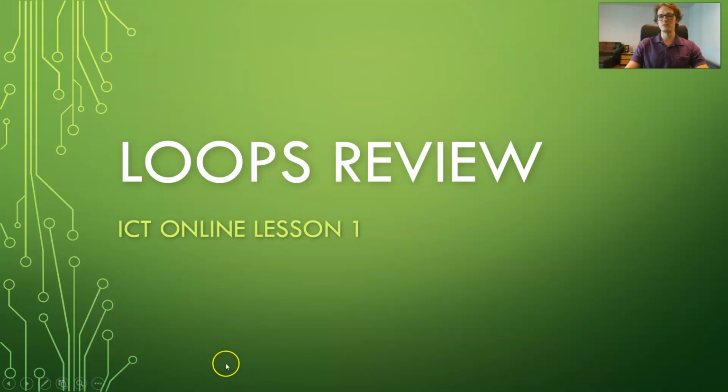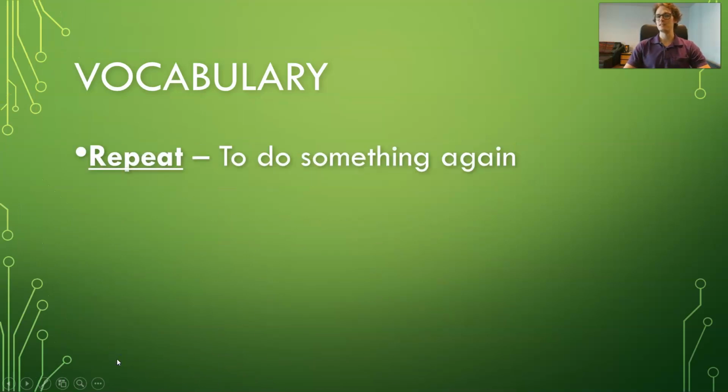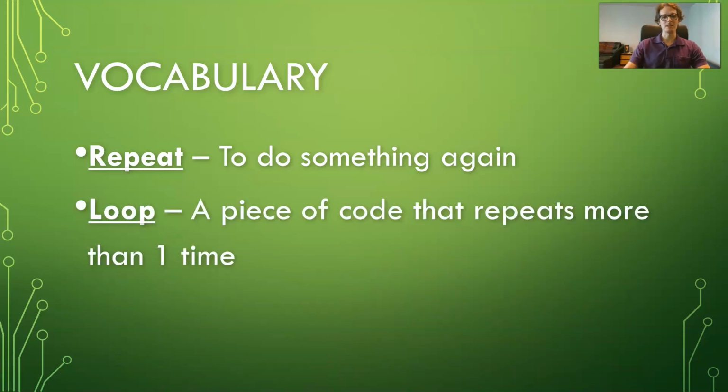Let's move on to vocabulary. The first word is repeat, which means to do something again. This word is probably just a refresher for most of you. You probably already know what this means, but if you don't, it's time to learn. Repeat, to do something again. The next word is loop, which is a piece of code that repeats more than one time. And I'm sure most of you remember that one as well.